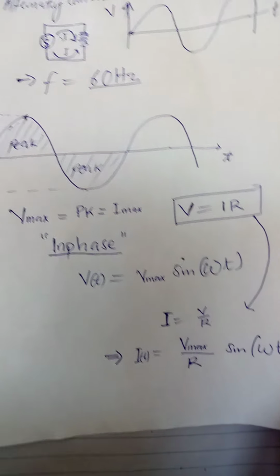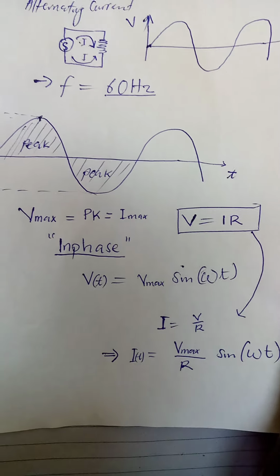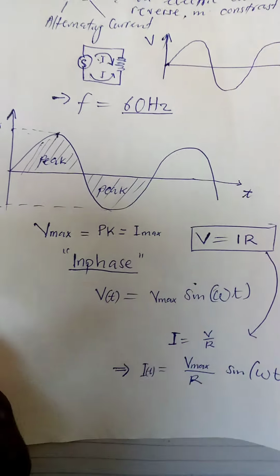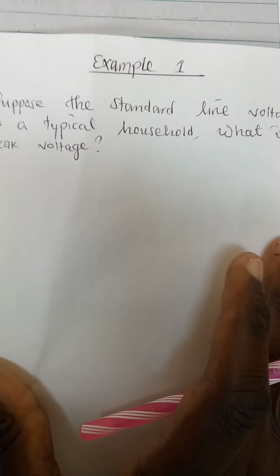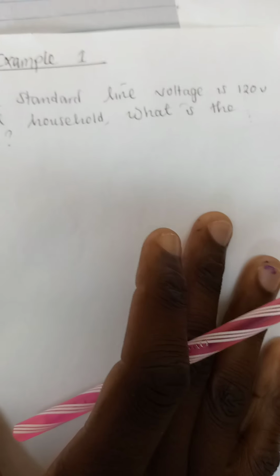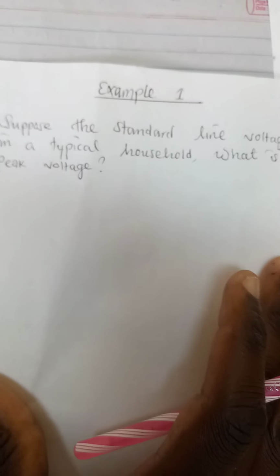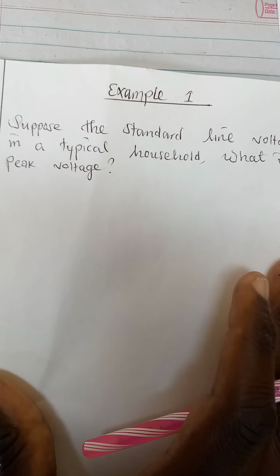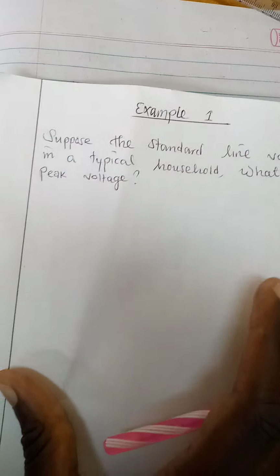Just a quick example on how to calculate AC. This is one of the examples. The question goes like this: suppose the standard line voltage is 120 volts in a typical household. What is the peak voltage?